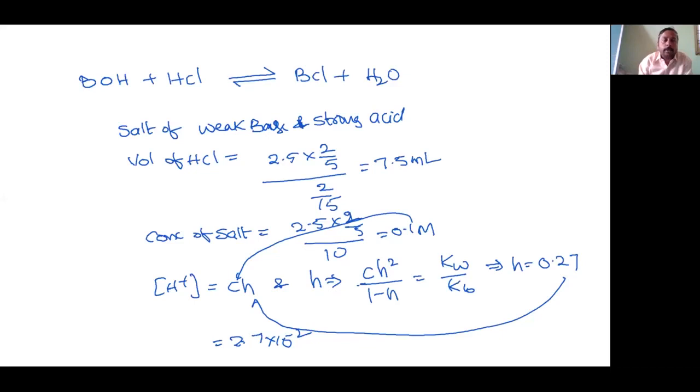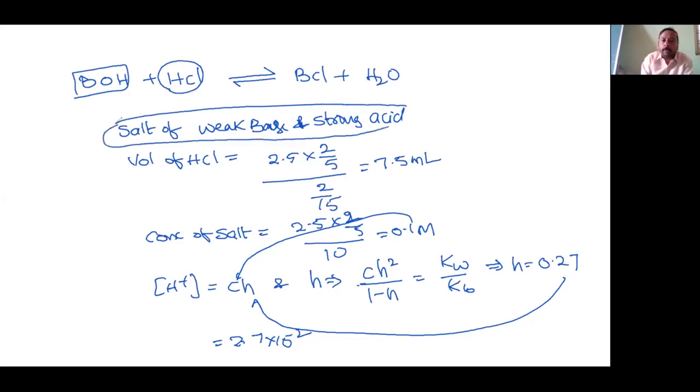In this question, how will you come to know what type of salt it is? Here Kb is given and HCl is used. Therefore, HCl is a strong acid and BOH is a weak base because Kb is given. So the salt we are getting is a salt of a weak base and a strong acid.